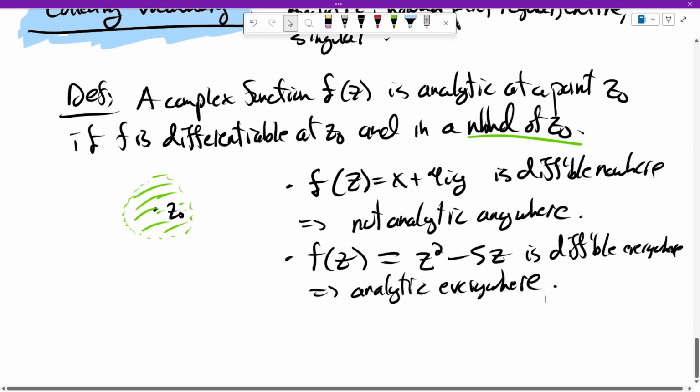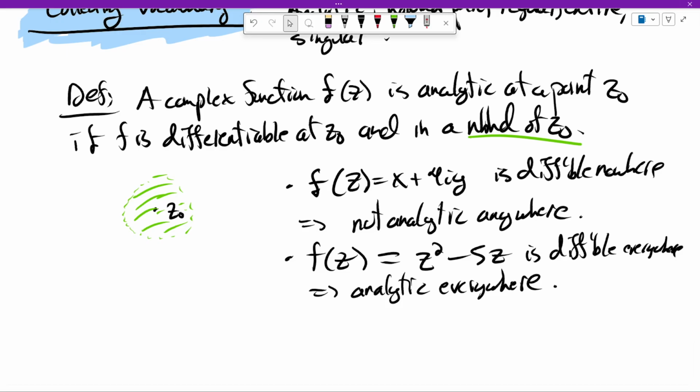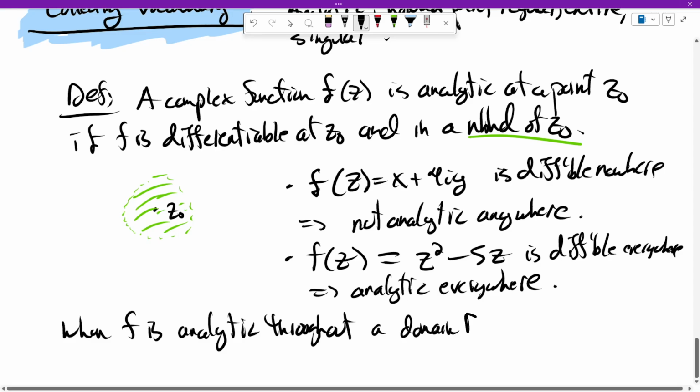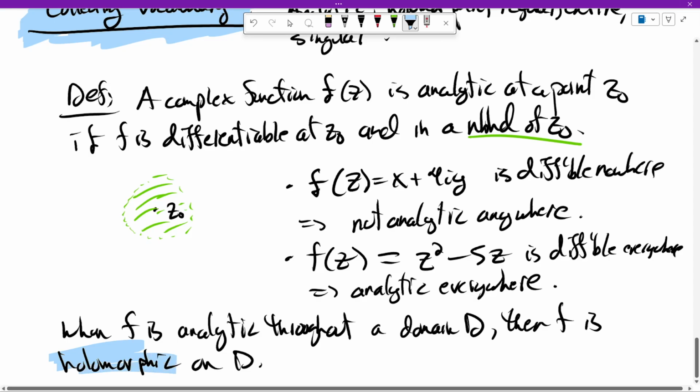Now, analytic is often paired with holomorphic, and sometimes they're meant in a synonymous way. So when f is analytic on a domain, that means analytic at every point throughout a domain D. Then we say f is holomorphic on D. So holomorphic means we can differentiate it everywhere on our domain D.